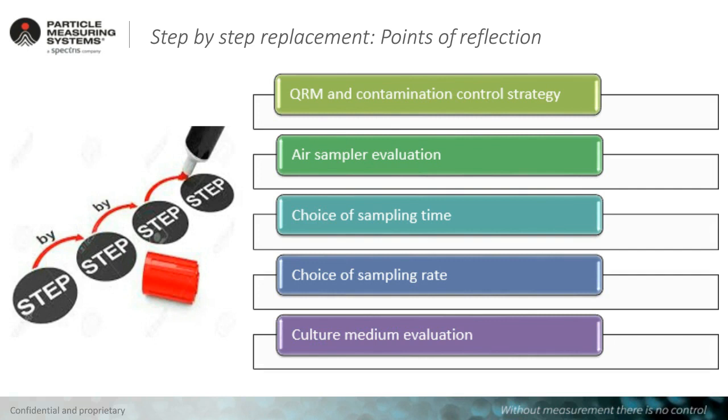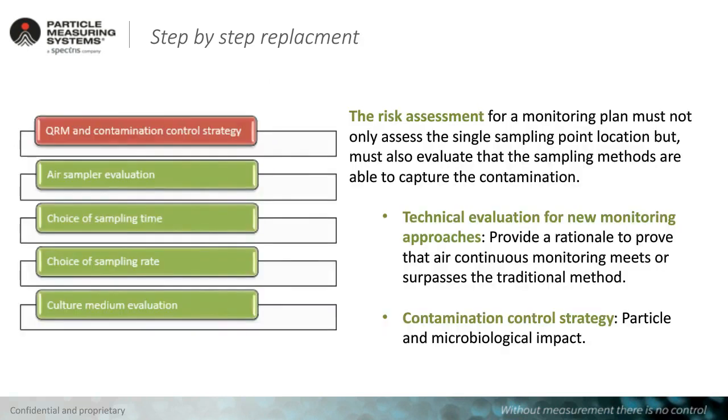The risk assessment for monitoring especially must not only assess the single sampling point location, but as well must evaluate that the sampling methods are able to capture the contamination. So we need to understand whether it is technically possible to capture the contamination. And you need to provide a rationale to prove that continuous air monitoring meets or surpasses the traditional method. In the contamination control strategy, you need to describe, therefore, as well, what the particle and microbiological impact on your decision is.